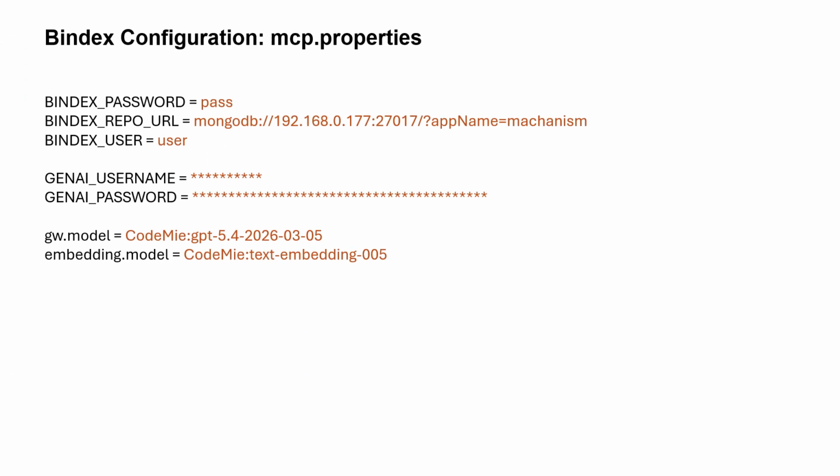Next, we configure the Bindex MCP server. For this demo, we use an mcp.properties file, but the same settings can be provided in different ways: environment variables, system properties, properties files, or a combination of them. The Bindex settings define how the server connects to the local Bindex repository. Here, the repository URL points to a MongoDB instance in the local network. The GenAI settings provide access to the GenAI provider. The gw.model setting defines the main model used by the toolchain, and embedding.model defines the model used for semantic search. In a real setup, credentials should be stored securely and not hard-coded in shared files.